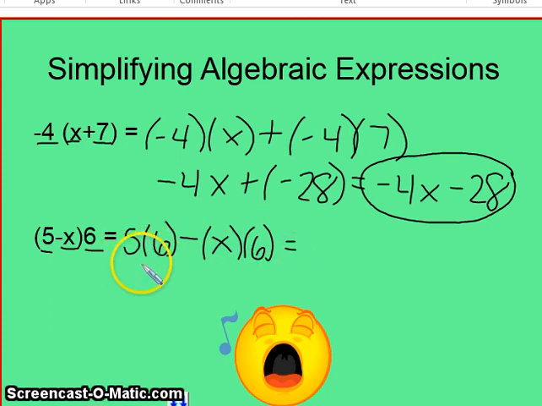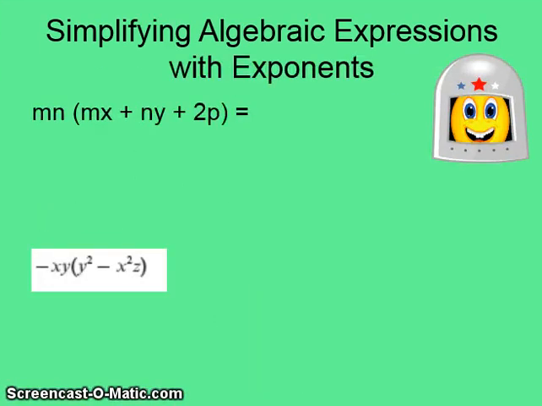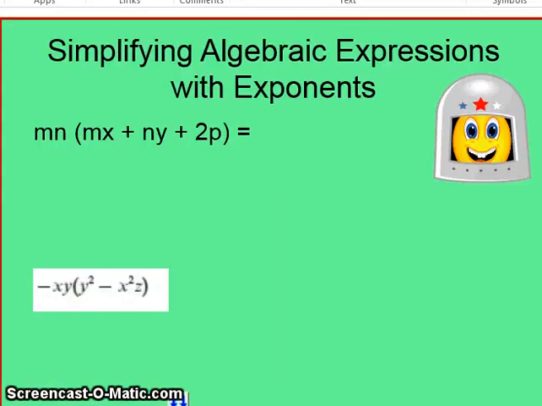Now when I multiply to simplify, I get 5 times 6 is 30, minus x times 6 is 6x. Now, this can be written as 30 minus 6x, and that's our solution. Alright, let's do some algebraic expressions with exponents. Again, we still follow all the laws of algebra, but we use the distributive property to multiply the thing on the outside of the parentheses by every term inside the parentheses. Again, these are examples. These both need to be in your notes.